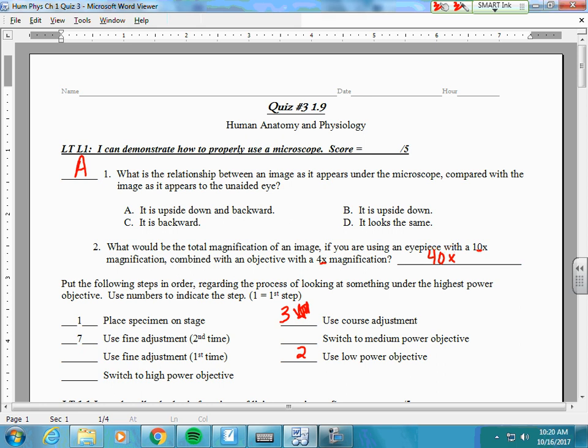Now when we use the coarse adjustment, we are next going to switch to the medium power objective. Now that we're on the medium power objective, in order to focus in, we are going to use the fine adjustment. So that would be the fifth step. And that's the first time we use the fine adjustment. After we get that focused, now we can go to the highest power objective, and then to focus that in, we're going to use the fine adjustment for the second time, which is the seventh step out of these. Okay, so moving on.